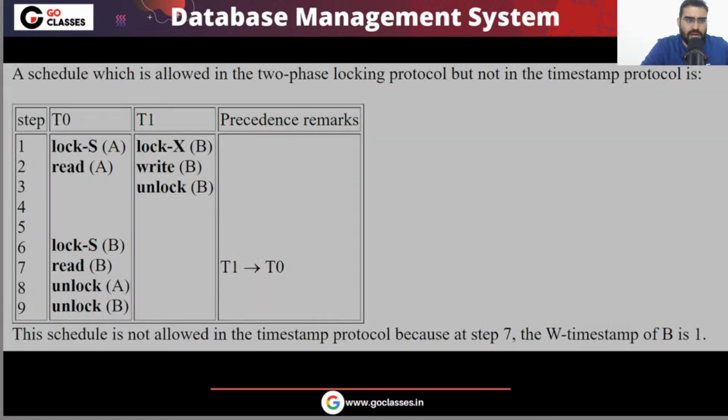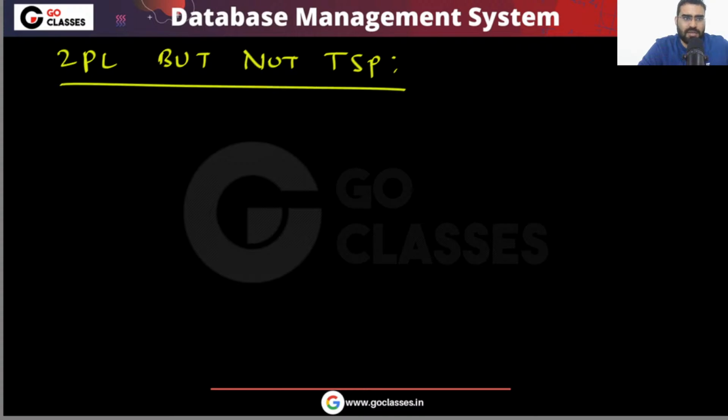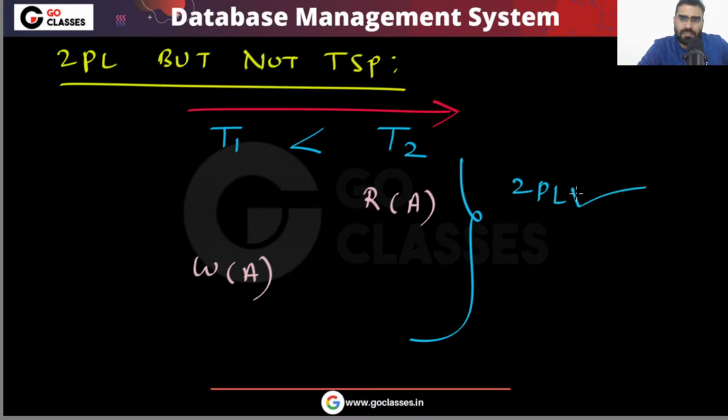So let's move on. Let's see this one, where this type of example is very easy: allowed by 2PL but not by the timestamp protocol. For example, consider T1 and T2, where the T1 timestamp is less than the T2 timestamp. Now you can simply see this example, like read item A and write item A. You can see that this is 2PL, but this is not allowed by the timestamp protocol. So this example is very easy actually.